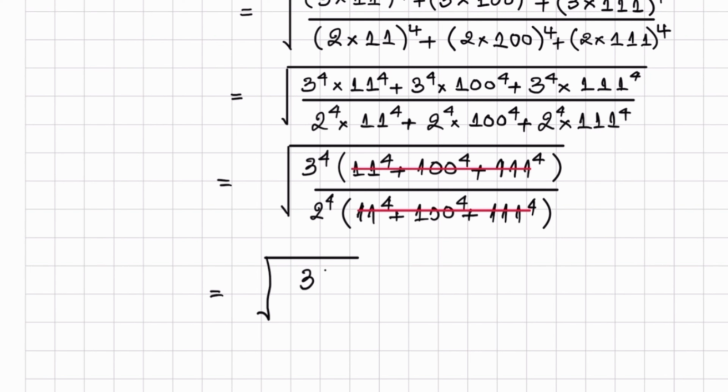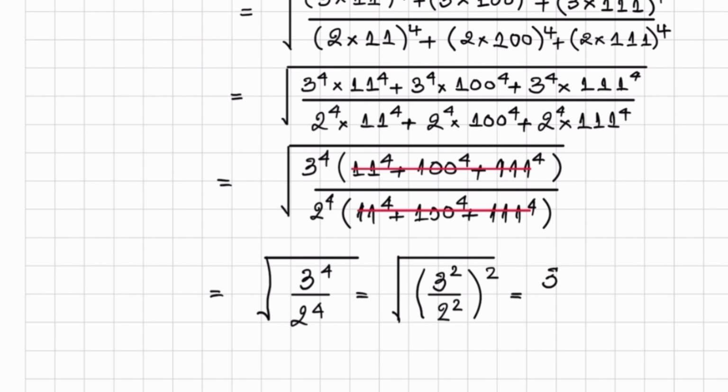3 to the power 4 over 2 to the power 4, which could be written as 3 squared over 2 squared, and then raised to the square. So then we will get 3 squared over 2 squared, which is equal to 9 over 4. Therefore, A is equal to 9 over 4. That is the answer.